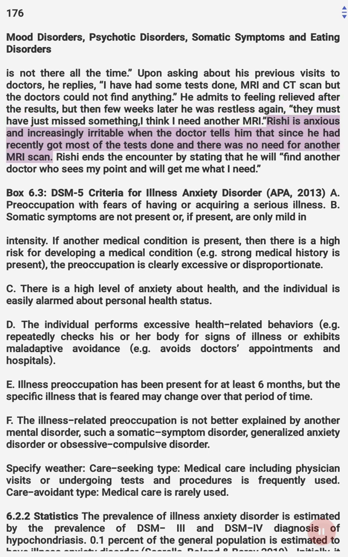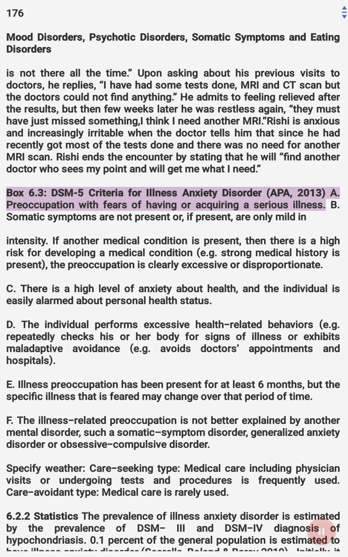Rishi is anxious and increasingly irritable when the doctor tells him that since he had recently got most of the tests done, there was no need for another MRI scan. Rishi ends the encounter by stating that he will find another doctor who sees my point and will get me what I need.